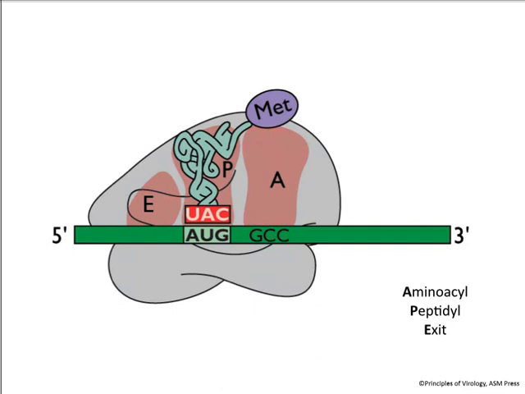And then once that gets linked to the first amino acid, the ribosome will move a codon, and the used tRNA will be in the exit site and it will be discarded. So that's why these sites are named A, P, and E.